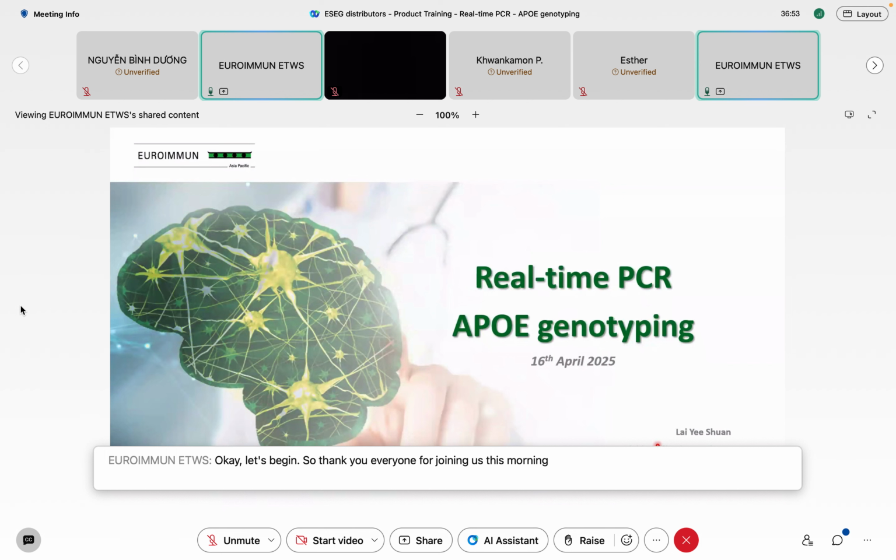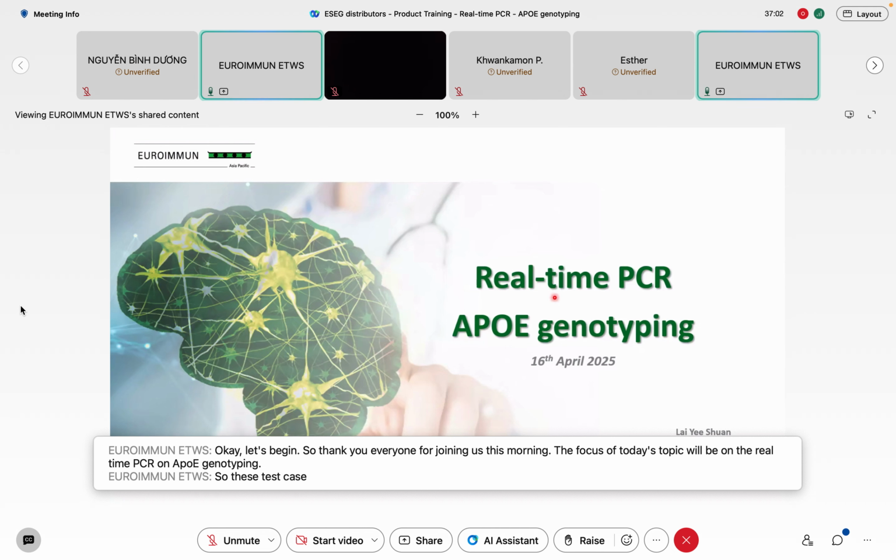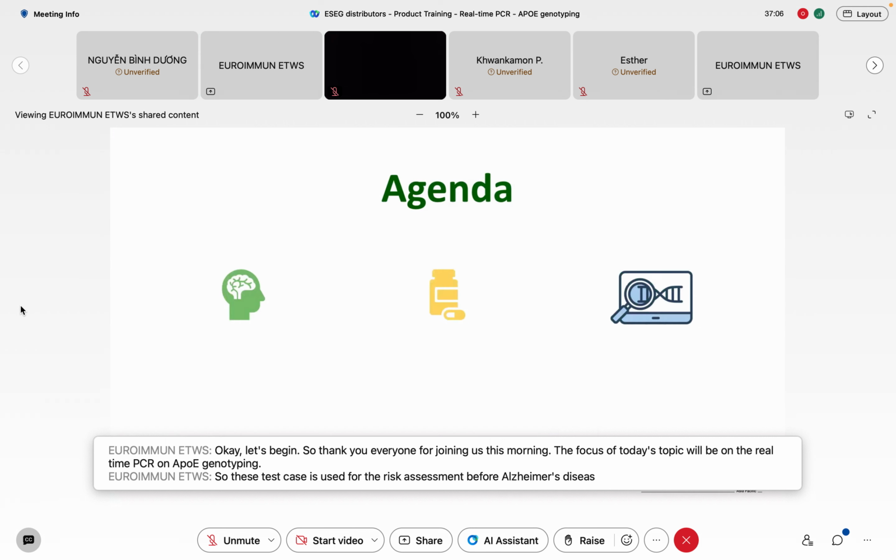The focus of today's topic will be on the real-time PCR on APOE genotyping. This test kit is used for the risk assessment before Alzheimer's disease therapy.